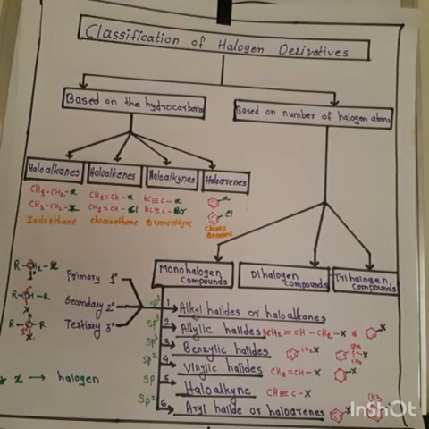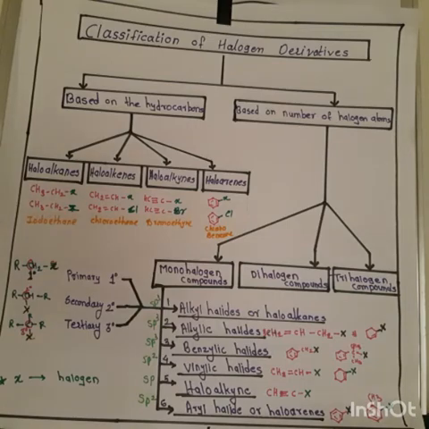Next is allylic halides. Examples of alkyl halides written on this chart are RCH2X or R2CHX or R3CX. Whenever the carbon is attached to three alkyl groups and one halogen, it is a tertiary alkyl halide. Okay. So next is allylic halides.